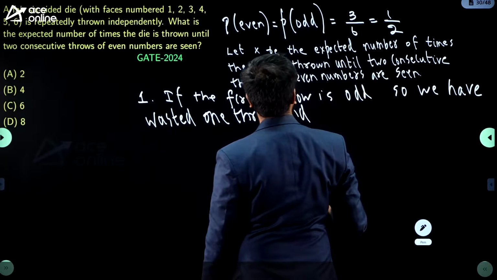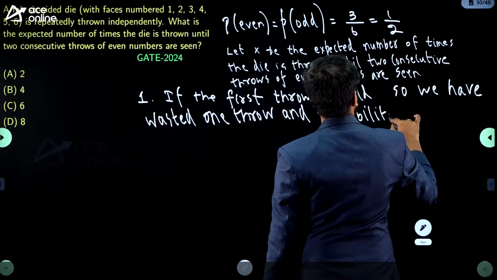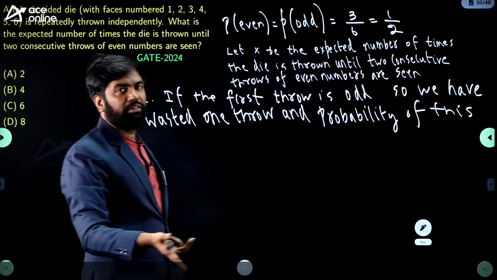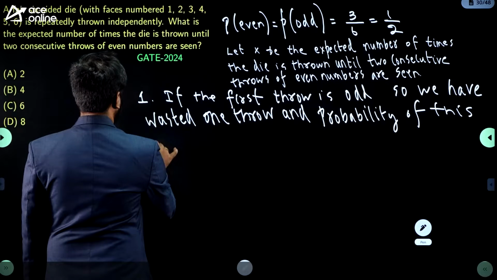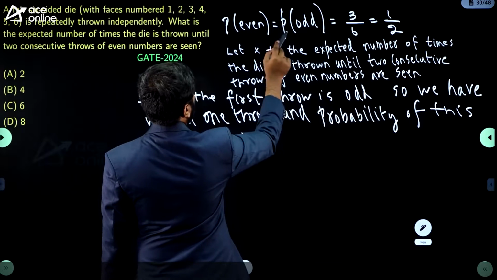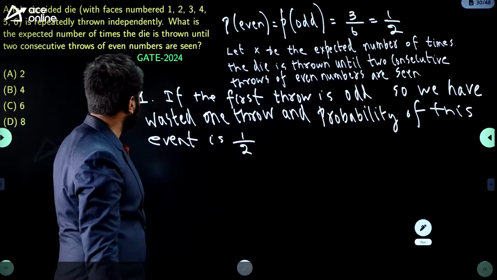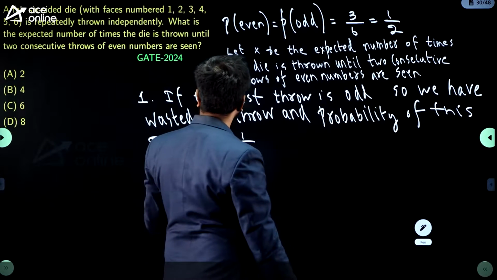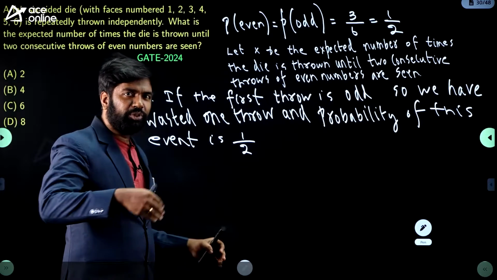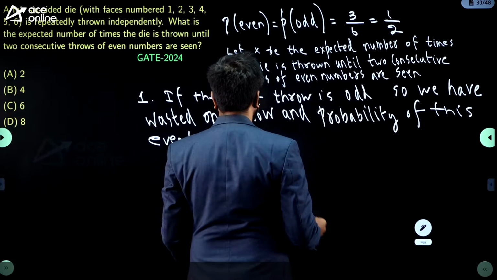and the probability of this event, which event? The probability of getting an odd number in the first toss. So what's the probability of this event? The probability of this event is 1 by 2, because we clearly wrote the probability of getting an odd number is 1 by 2. Okay. So since we have already wasted one throw, again it takes x more throws to get two consecutive even numbers.